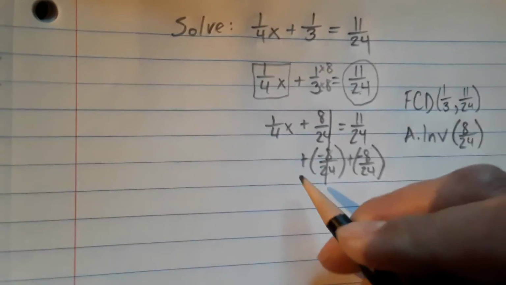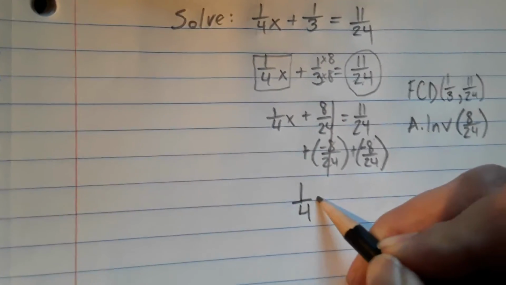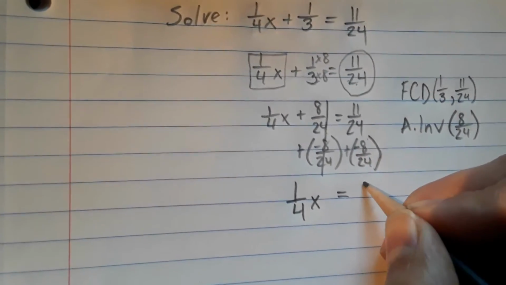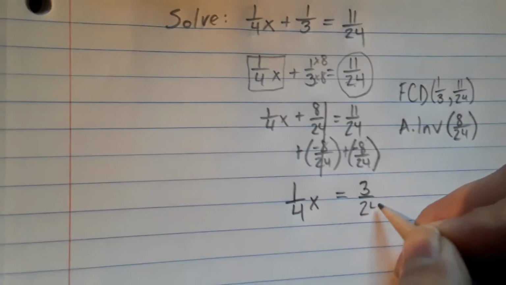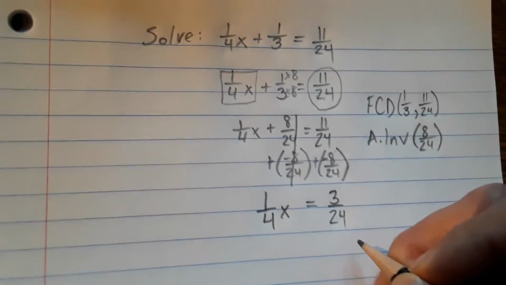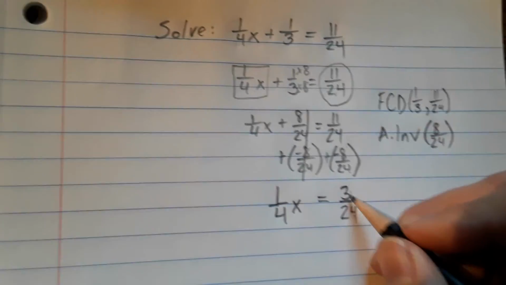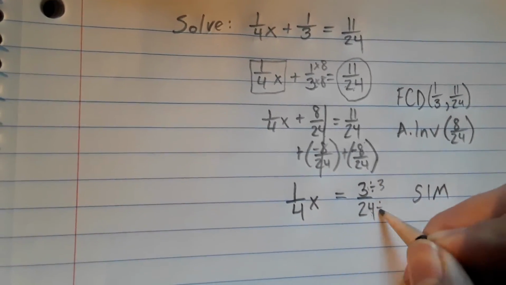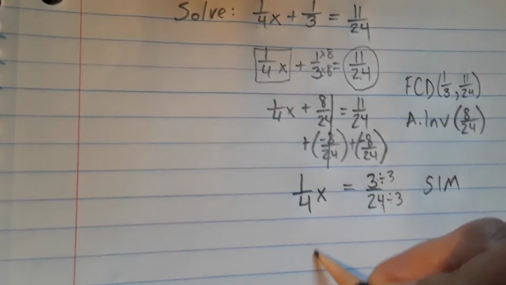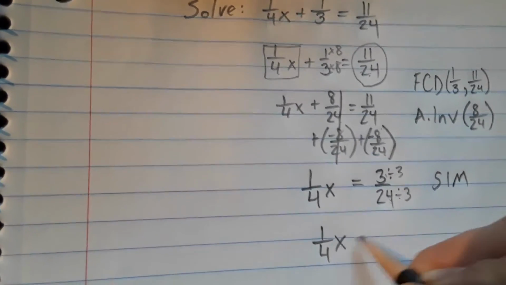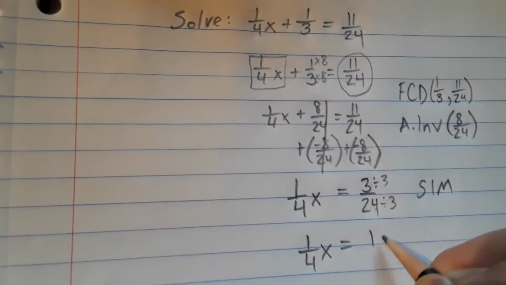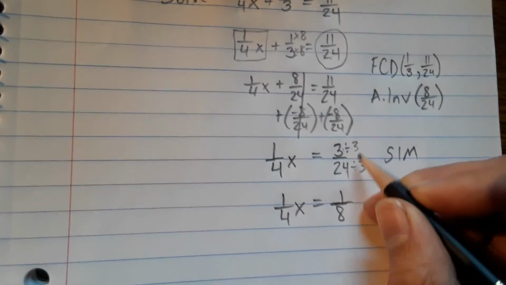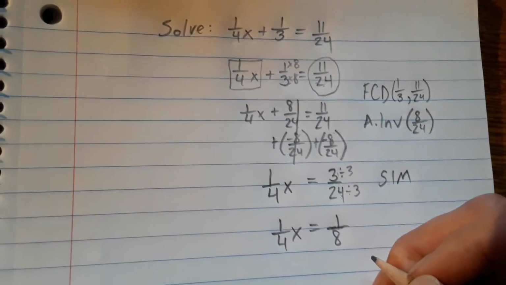Over here, that just cancels, and we're left with 1/4 x equals 11 plus negative 8. That's 3/24. And here we can actually simplify this fraction because it's not in lowest terms. We're going to reduce that by 3, and we'll end up with 1/4 x equals 1/8. We wouldn't always be able to simplify here, only if we're not in lowest terms.